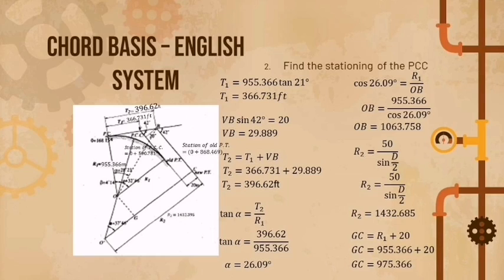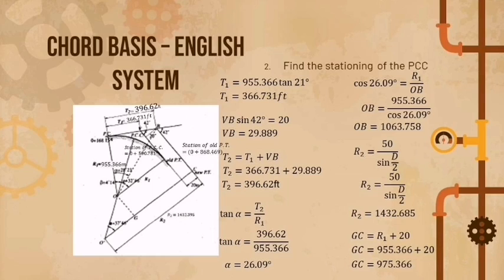So diretso na tayo sa T2 or the tangent distance 2, our formula is T1 plus the BB. So the value of T1 is 366.731 and the same value of BB, which is the 29.889. After we add them, we will get the answer of 396.662 feet. So for the alpha or the A, we're using tan A equals to T2 over R1, which is the value of T2 is 396.62 over the R1, which is the 955.366. After we compute them, we'll get the answer of 26.09 degree.